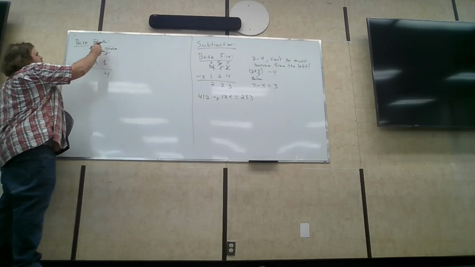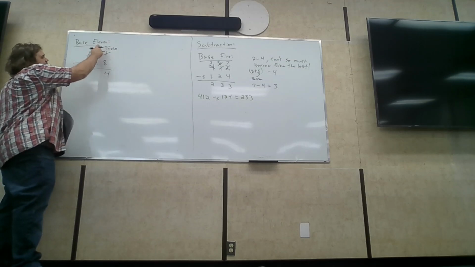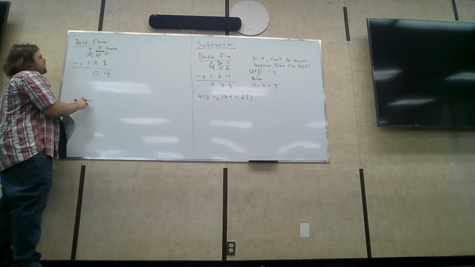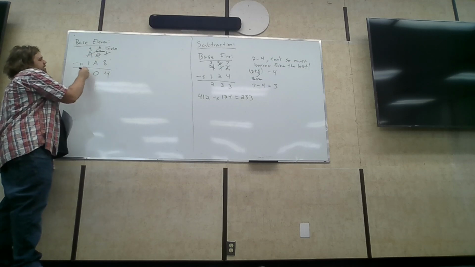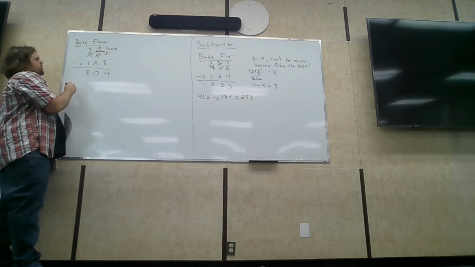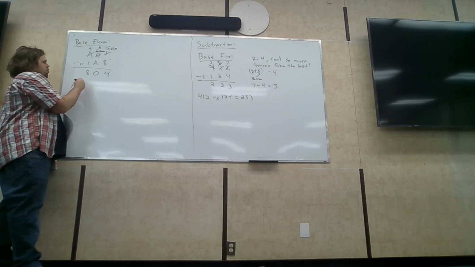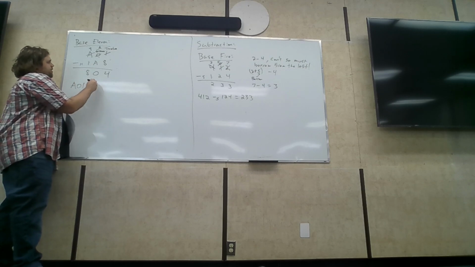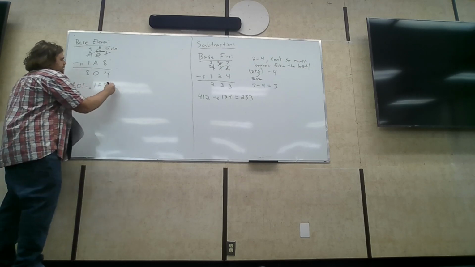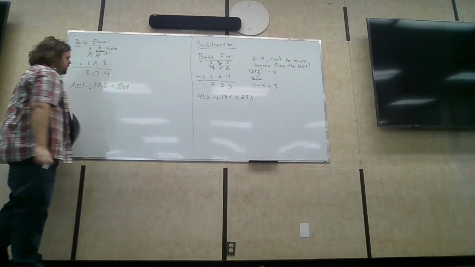Okay, great. What about here? We don't have to borrow again. It's A minus A, so that's just 0. 9 minus 1, that's 8. Great. So then our final answer for A01 minus 1A8 in base 11 is 804.